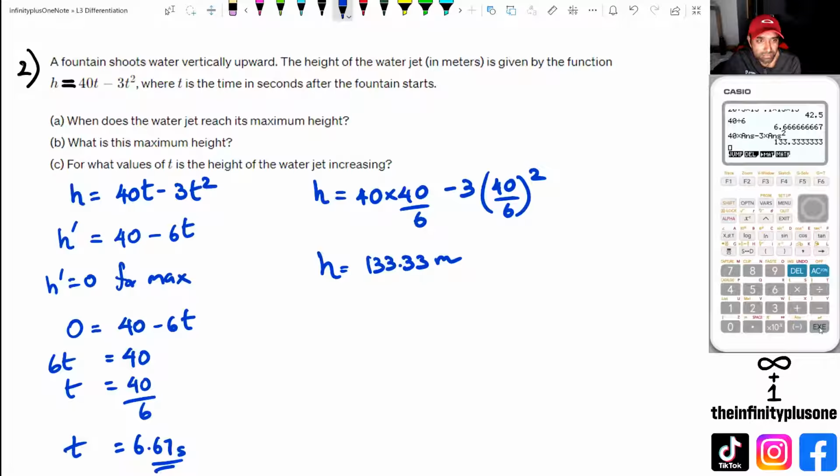Now for part C, it says for what values of t is the height of the water jet increasing? For what values?